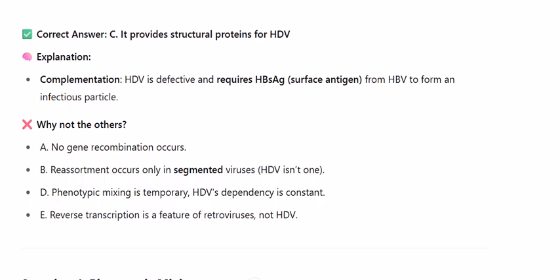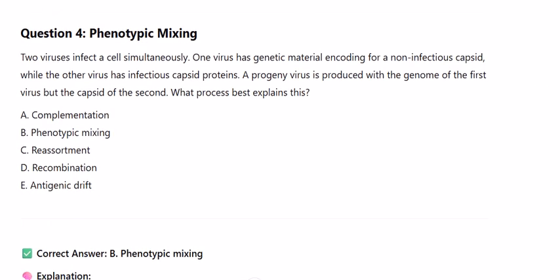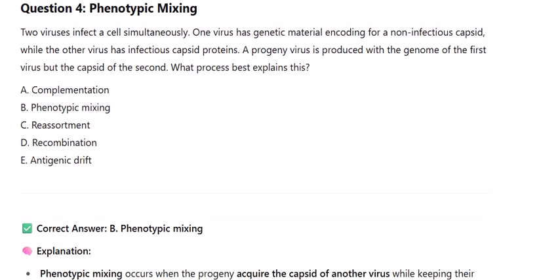Question 4. Phenotypic mixing. Two viruses infect a cell simultaneously. One virus has genetic material encoding a non-infectious capsid, while the other virus has infectious capsid proteins. A progeny virus is produced with the genome of the first virus, but the capsid of the second. What process best explains this? A. Complementation. B. Phenotypic mixing. C. Reassortment. D. Recombination. E. Antigenic drift.